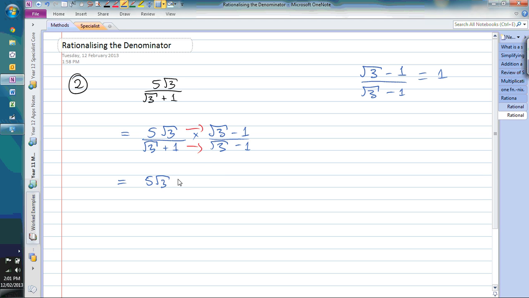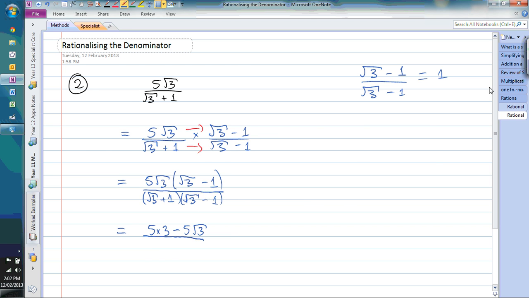So this is 5 root 3 outside of root 3 minus 1, all over root 3 plus 1, root 3 minus 1. Expanding the top, 5 root 3 times square root of 3 is going to be 5 times 3. If you're not sure about that, see if you can do the intermediate steps to check it. Take away, 5 root 3 times 1 is just 5 root 3.